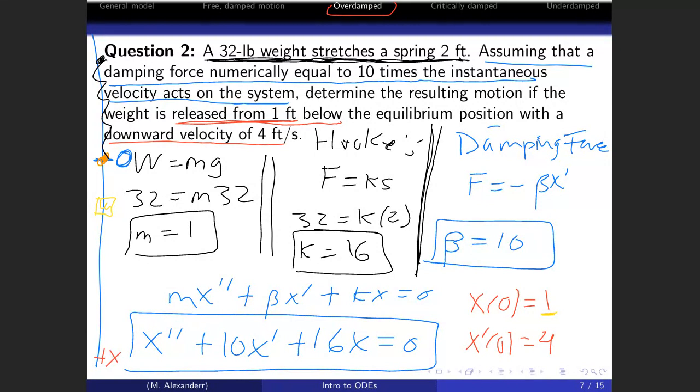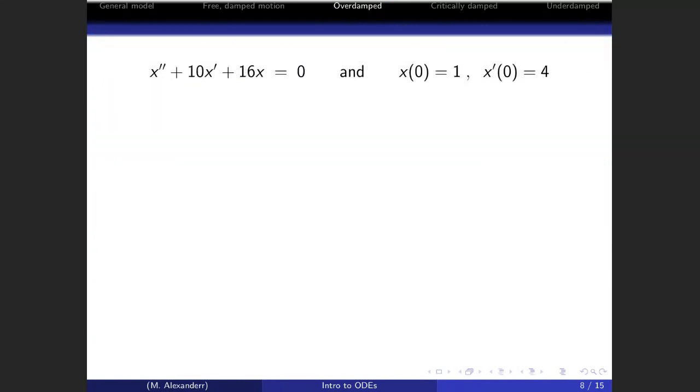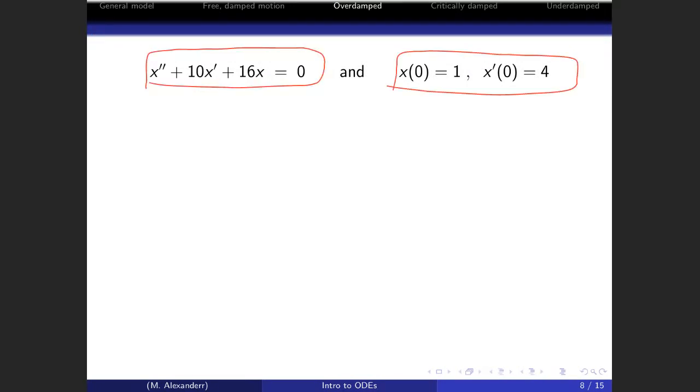All right, so what does that mean? This means that we have the following initial value problem: a differential equation, and then the initial conditions. So now how do we solve this problem? Let's just focus on the differential equation. Given that this is a second order linear differential equation, we're going to assume that the solution is of exponential type, so e to the rt. And now the question is, what is the value for r? That is what we're looking for.